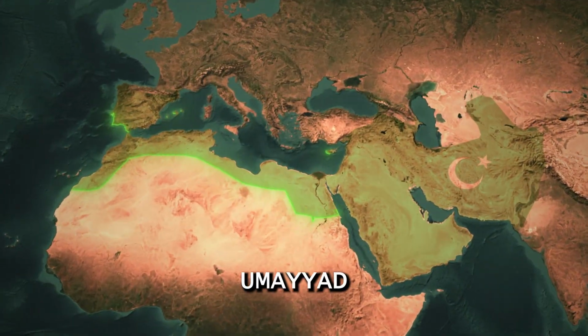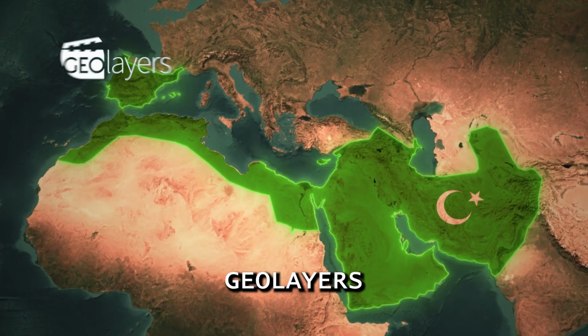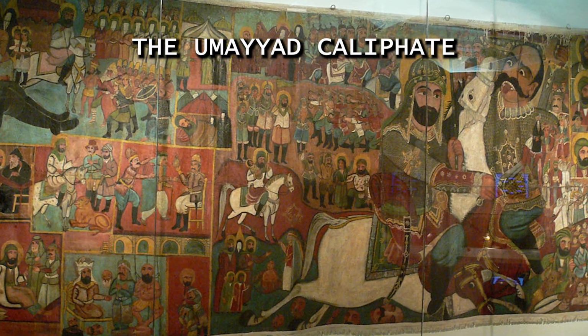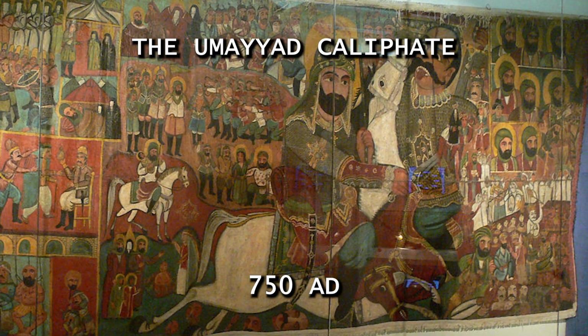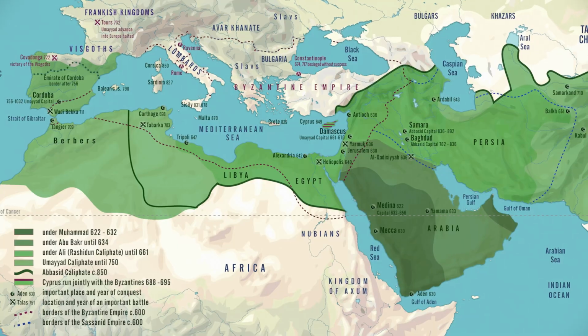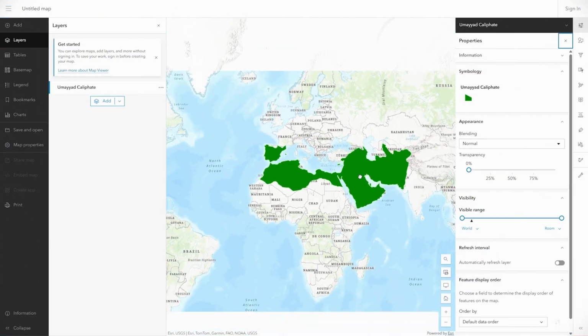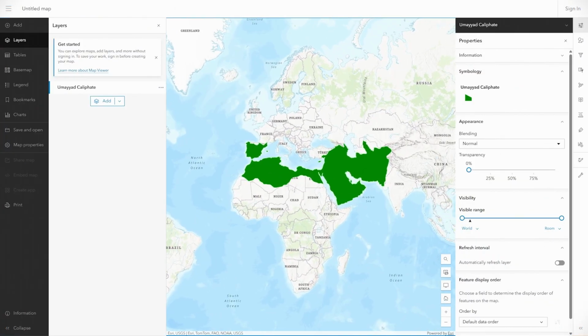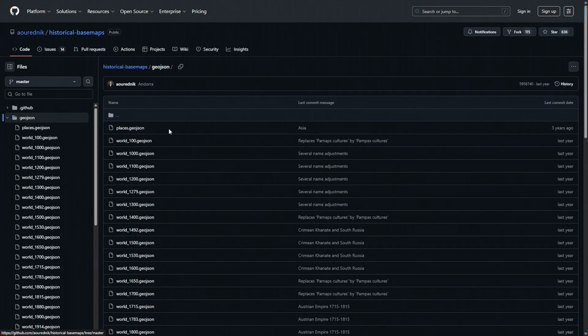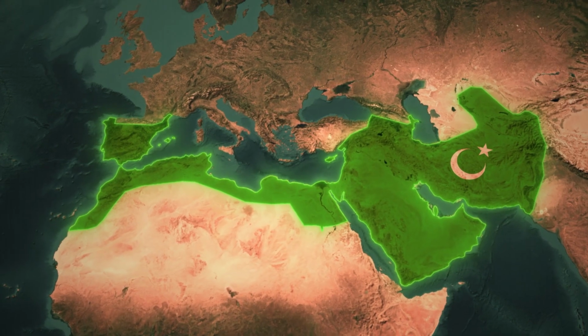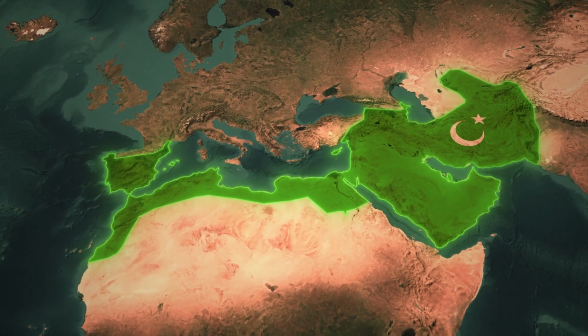Watch me recreate the Umayyad Caliphate at its peak using Geolayers in After Effects. The Umayyad Caliphate reached its greatest extent around 750 AD, stretching across the entire Mediterranean region. Finding the right GeoJSON file to import directly into Geolayers can be challenging, but GitHub makes this process much easier. Stick around until the end to learn exactly how to create the Umayyad Caliphate in Geolayers.